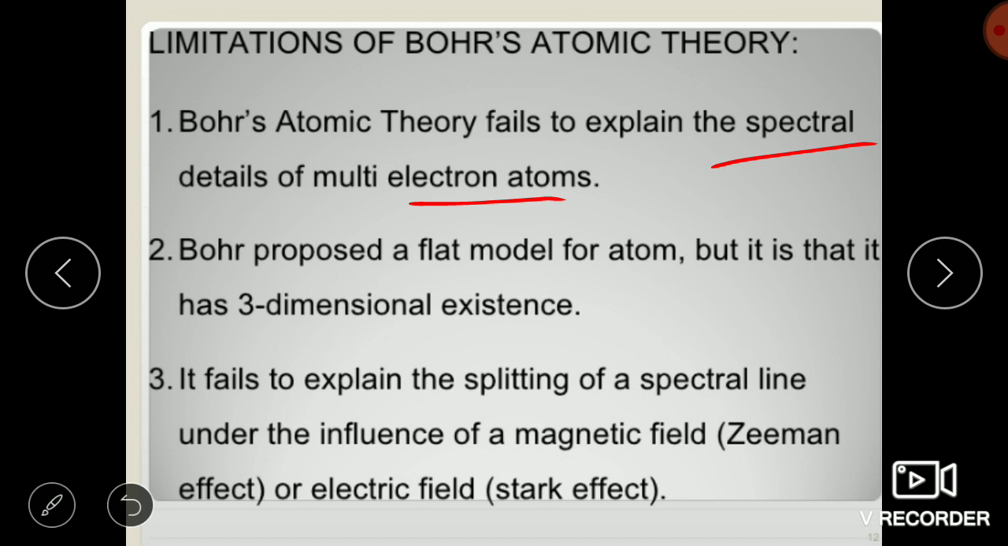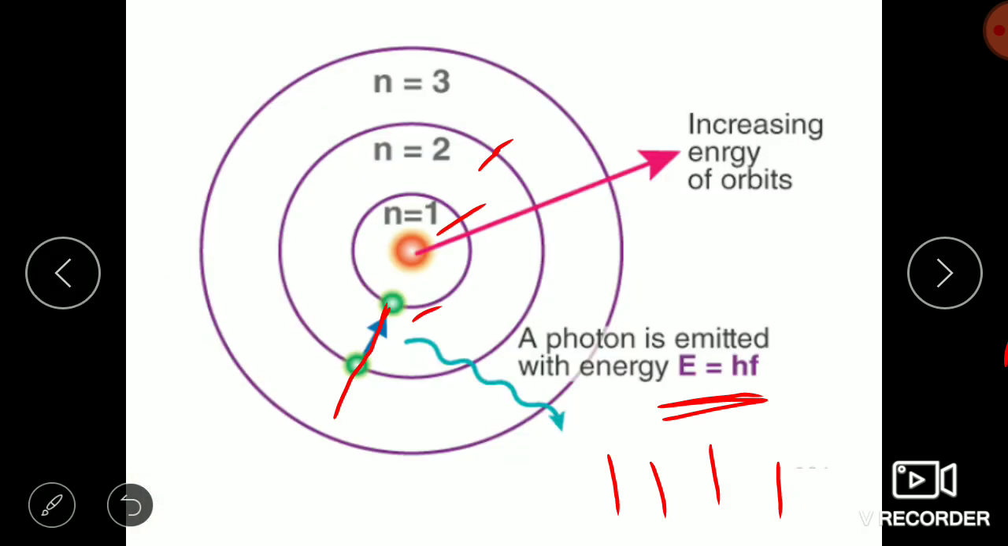The second drawback is that Bohr proposed a flat model for an atom. You see, in Bohr's model, it looks like this.